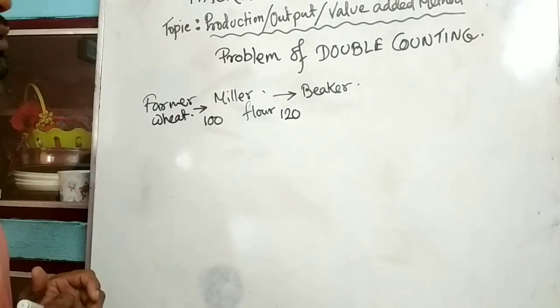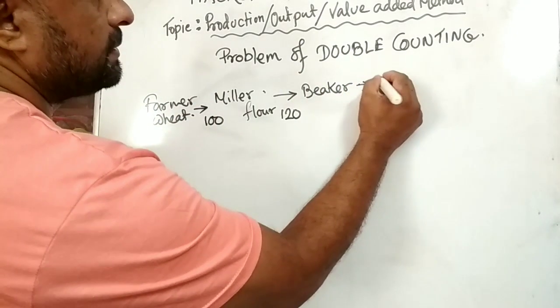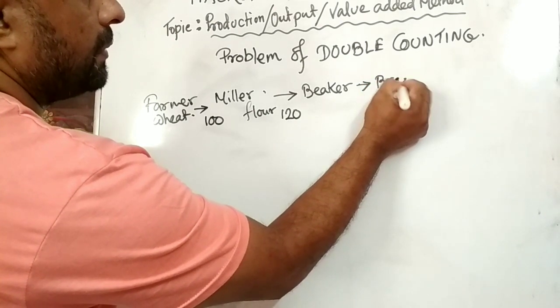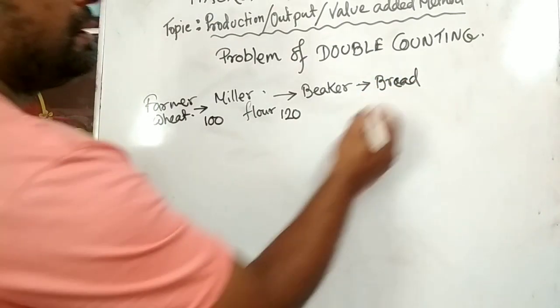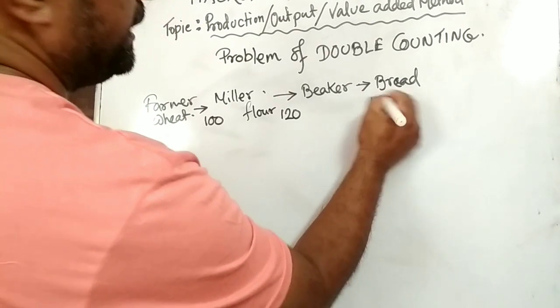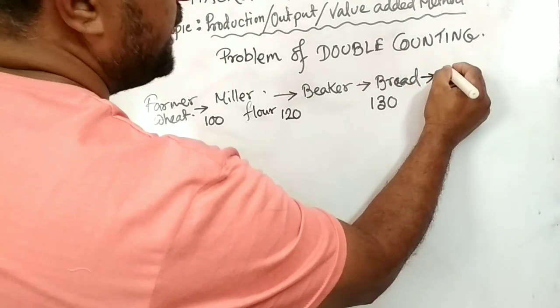Now what does the baker do? The baker makes bread worth rupees 130 and sells it to the final consumer.